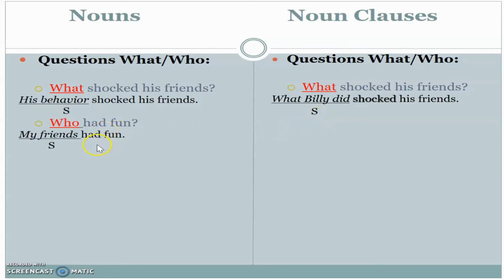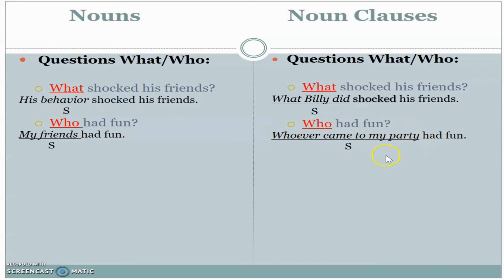Who had fun? My friends had fun. Or whoever came to my party had fun. Let's take a second to look at this sentence. Whoever came to my party is a dependent clause because you have whoever as a subordinator and the subject in the sentence. It comes with the verb came. So you have a dependent clause, and this dependent clause is located right before the verb had. So you have a subject and a verb, and your subject is a dependent clause.